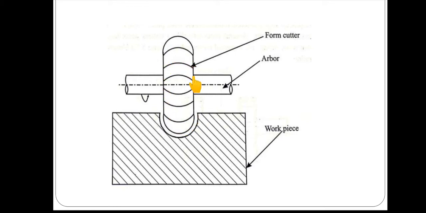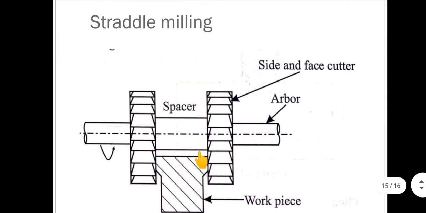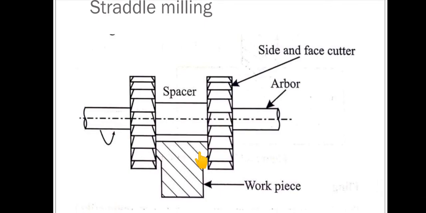So this form cutter will be rotating. We feed the stationary workpiece against the rotating form cutter, and we will get this curved profile on the workpiece. So this is called form milling. Next one, straddle milling. So what is straddle milling? It is an operation to get two parallel surfaces machined simultaneously on the workpiece.